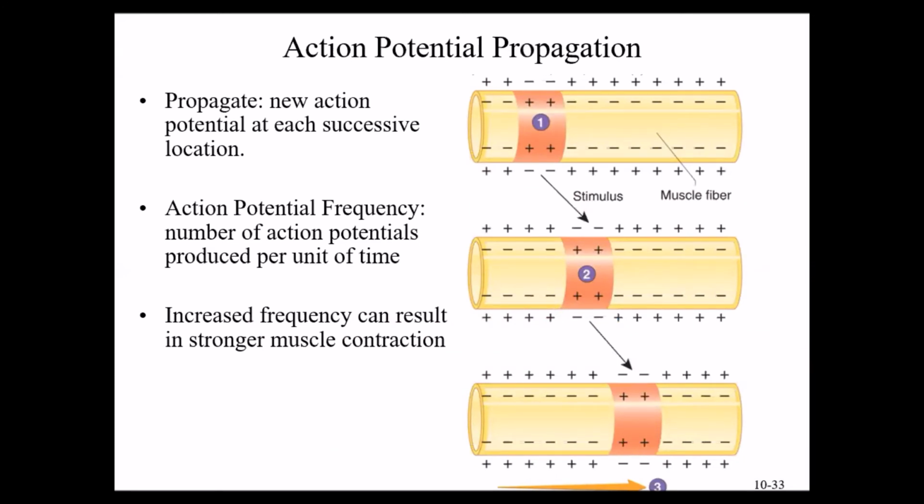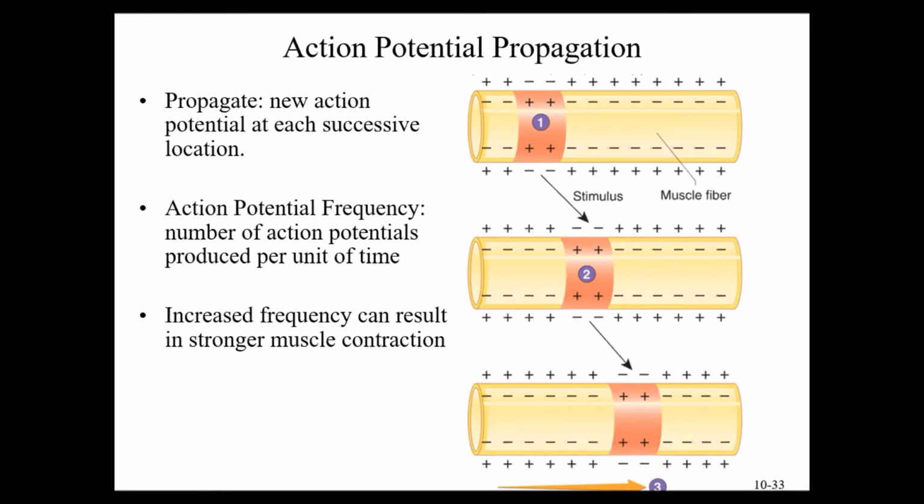So in this process, by reversing these charges, you've created what's called an action potential. You've created an electrical signal. Now that's going to eventually cause some type of reaction in your muscles. For example, that will eventually lead to a muscle contraction.